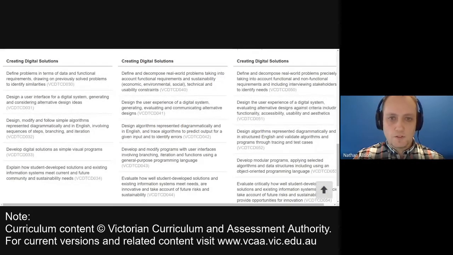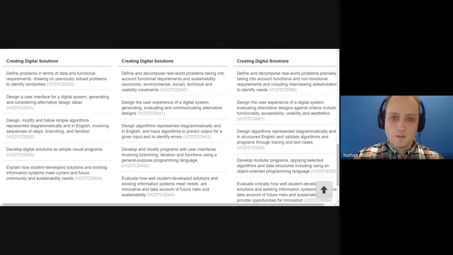Then we've got designing the user experience and designing the algorithm, so 2 aspects of design. Then we've got develop or implement. And then lastly, we've got evaluate. So you're starting to see that sequence being embedded already into that strand in the curriculum. I'll go back to the presentation now.